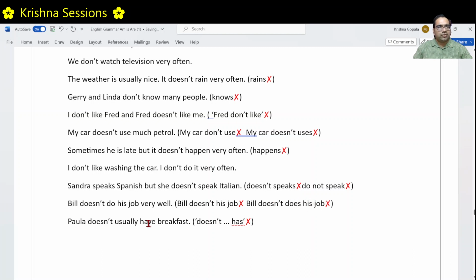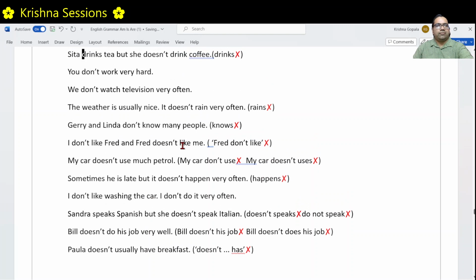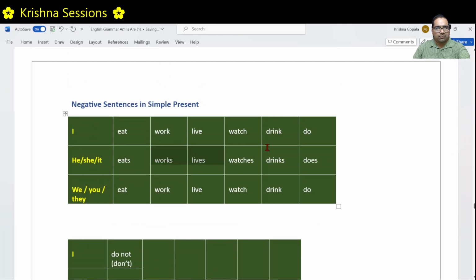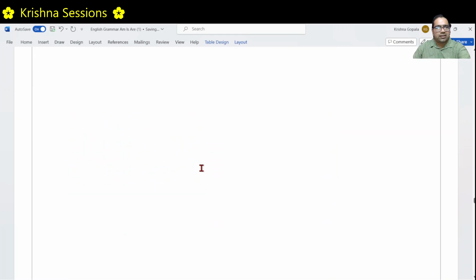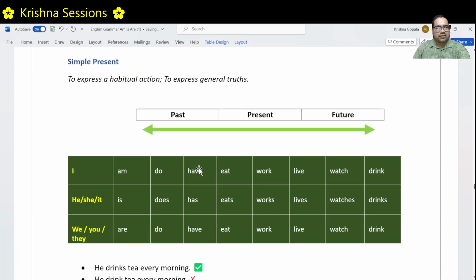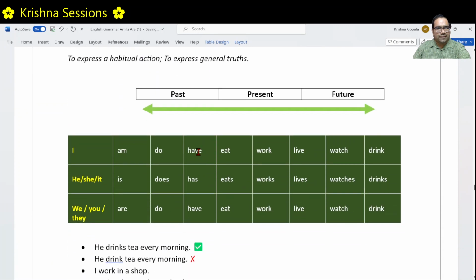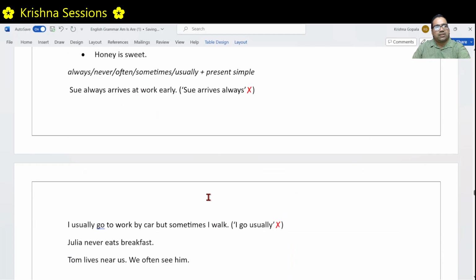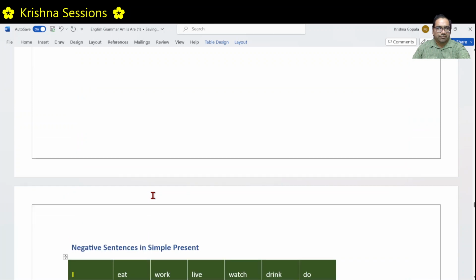He does not usually have breakfast. Okay? Have, has, same. Have is the base form. Earlier we discussed, right? In the previous discussion also we have discussed. Have is the base form. Does not have, not "does not has". Have is the base form, that's why he does not have.